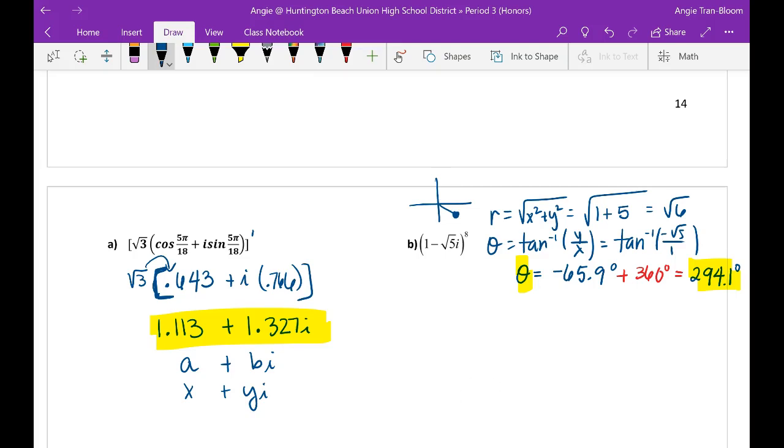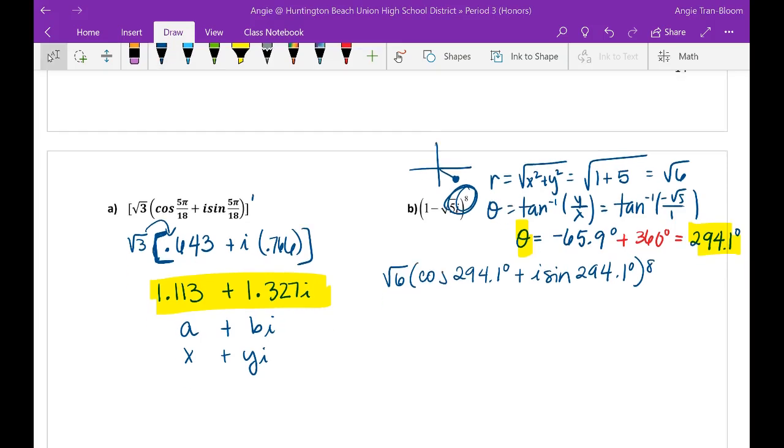Let's rewrite it. So instead of writing 1 minus rad 5i to the 8th, we're going to keep it in polar. So rad 6 is our radius, cosine of 294.1 degrees plus i times sine of 294.1 degrees. All of this is raised to the power of 8th. We haven't done that yet.